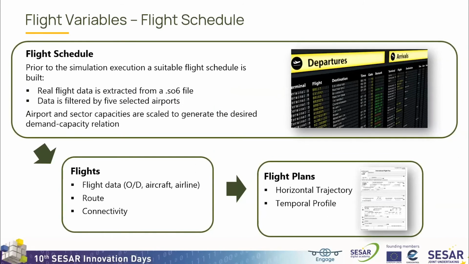Now talking about the flight variables that we have to input in our model, the first one is the flight schedule. And the flight schedule is essential for the network manager in order to estimate the demand. In our case, it was built based on real flight data extracted from a SO6 file, and then later the data was filtered by 5 selected airports. Later, the airport and sector capacities were scaled to generate the desired demand capacity relation. With all this information, the flights and the flight plans are created.